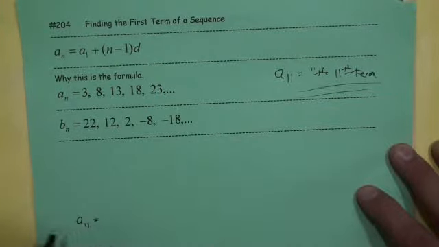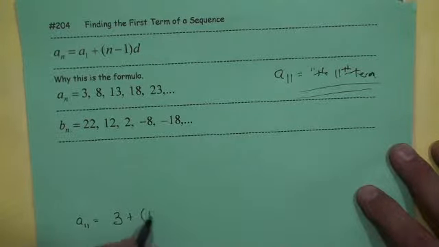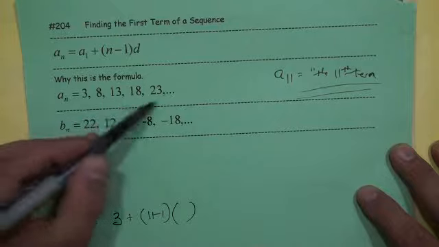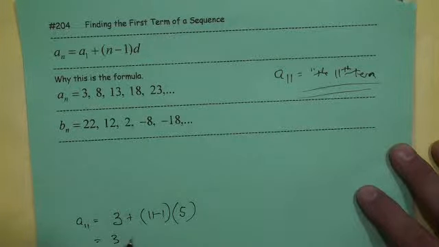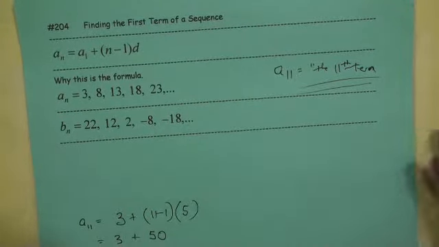We would have a sub 11 equals a sub 1, which is 3, that means the first term, plus 11 minus 1 times whatever the common difference is. And we're going up by 5 each time, so it's plus 5. So we'd end up with 3 plus, well, 10 times 5 is obviously 50, so therefore we could say that the 11th term is 53.